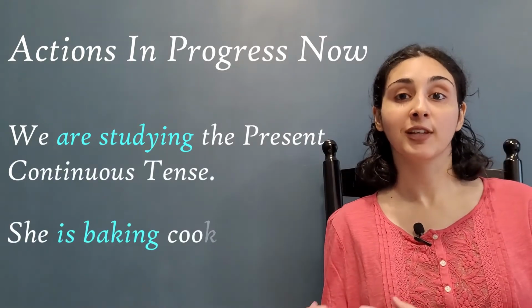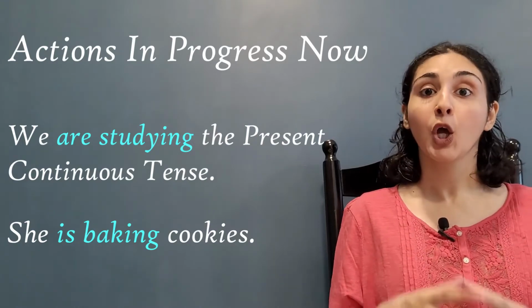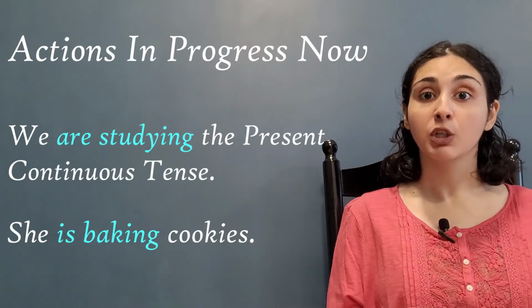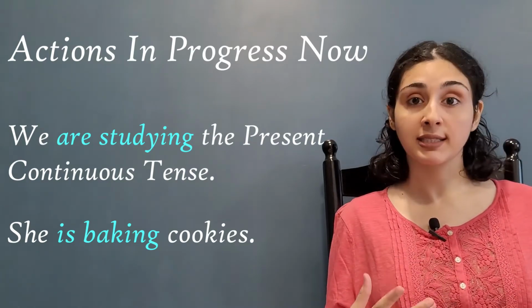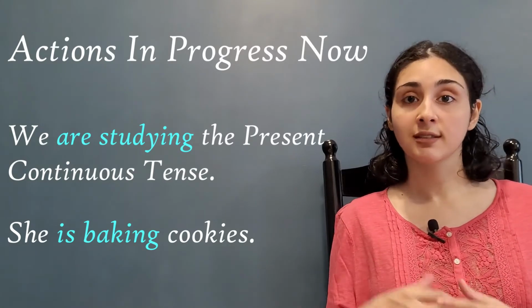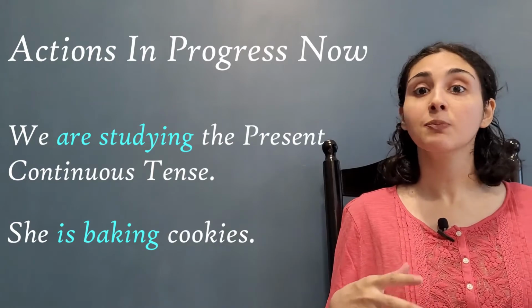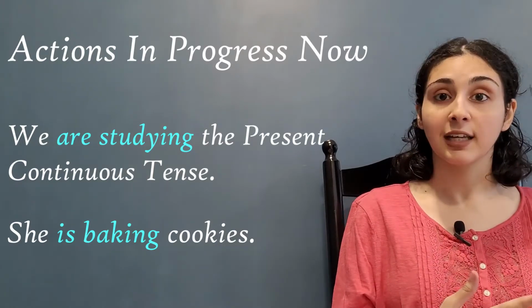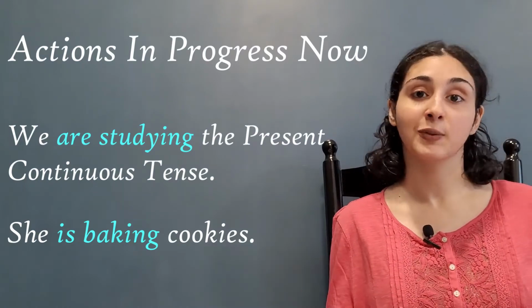She is baking cookies. So both of these actions are happening right now. You are studying right now. She is baking right now. If I were to use the simple present tense and say she bakes cookies, or we study the present continuous tense, that would not mean that I'm doing it right now. That just means that I do it repeatedly. But to say that I'm doing it now, I have to use the present continuous tense.